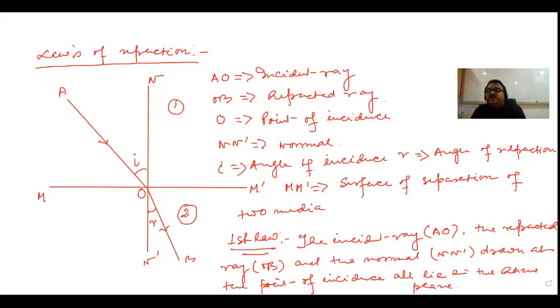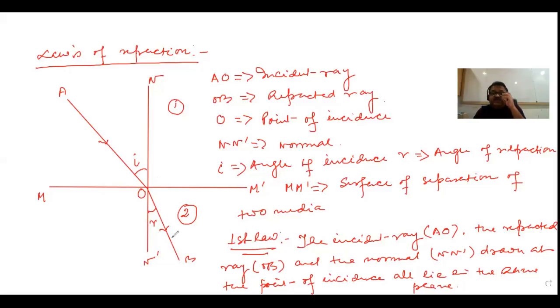Now, what do you mean by same plane? Same plane means, look, the entire diagram I am drawing on the board, correct? So this is a plane. So all this, the incident ray, this normal at the point of incidence, and this refracted ray, should all be lying on this same plane, correct? This is what we call the first law of refraction.